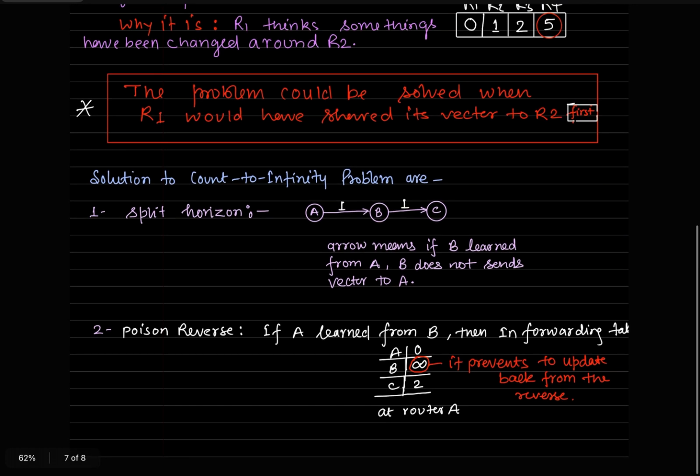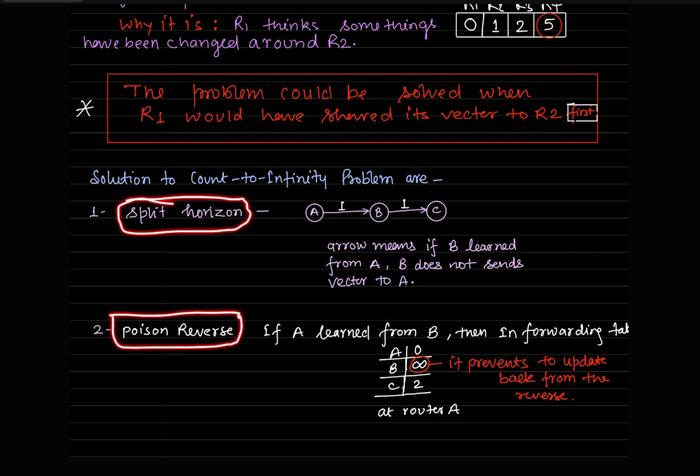So can we have a strategy to solve this problem? The first strategy is split horizon. What does split horizon mean? If B has learned from A, then B will not send its vector back to A. This is very simple. And can we achieve this by changing the vectors? Yes, we can achieve this with what we call poison reverse.